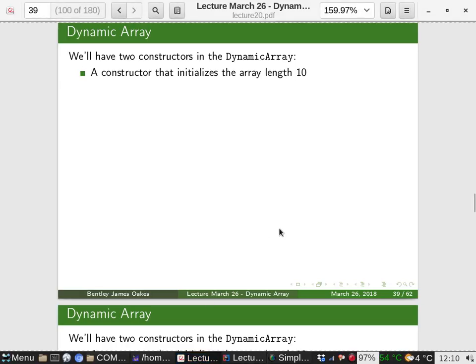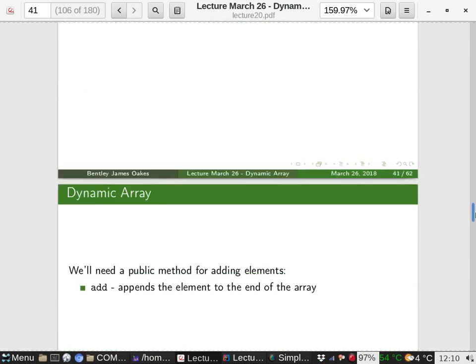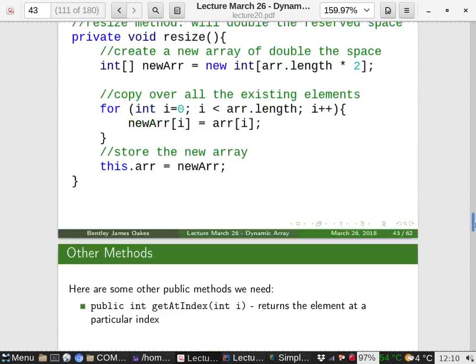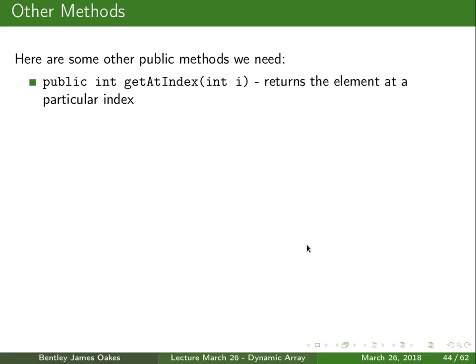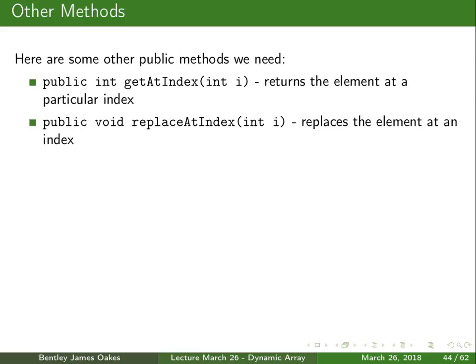All right. So let's just skip this. That's what I showed you. All right. And what I want to do is discuss a few of the other public methods we need. So we might have something like public int get at index int i that returns the element at a particular index. We might have replace at index, which replaces the element at an index, though this is wrong. It should take int i and int x, so it can put x at that particular index.